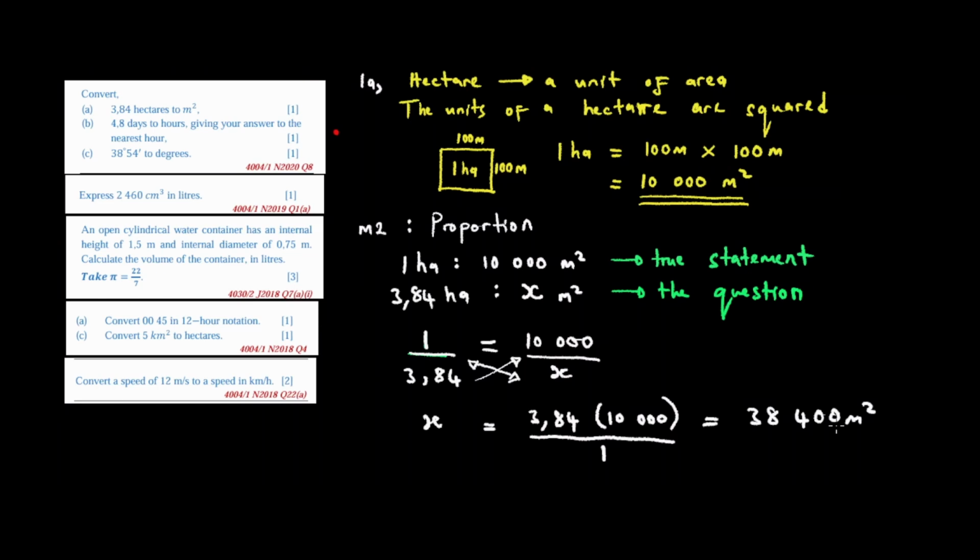Let us now look at B. Looking at 1B, it says convert 4,8 days to hours, giving your answer to the nearest hour. So we want to convert 4,8 days to hours. There are two methods. I encourage method number 1. Method number 1 can be proportion, can be intuitive, however you want to put it. So let us start with proportion.